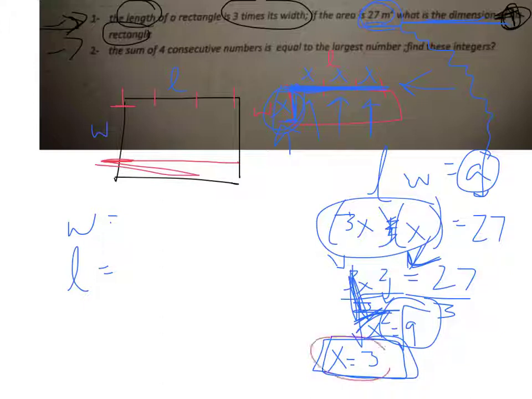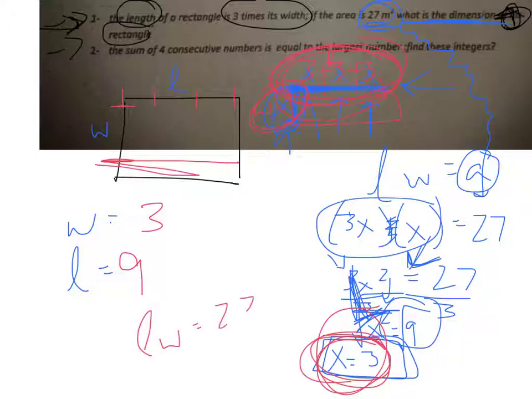What do we know x represents? The width. So we got the width, 3. Now, 3 of those x's is the length, that'd be 3, 3, 3. What is 3 plus 3 plus 3? 9. Length, width. Now we can check it to make sure it works. Length times width equals 27. 3 times 9 equals 27. All day, every day in Compton.